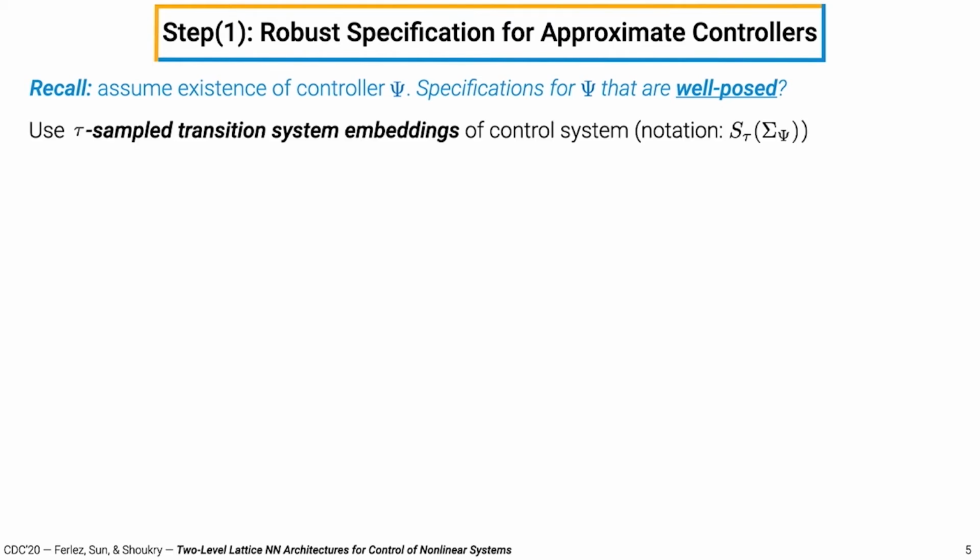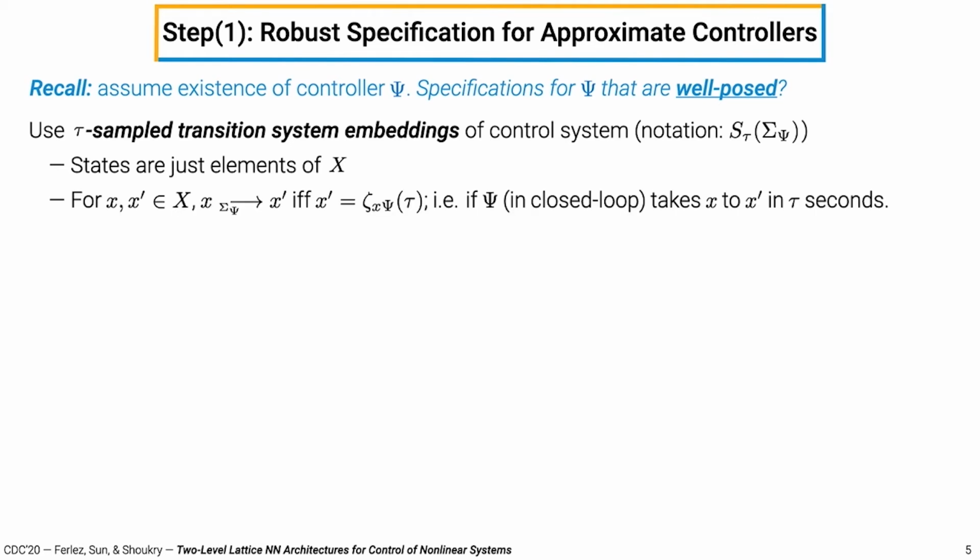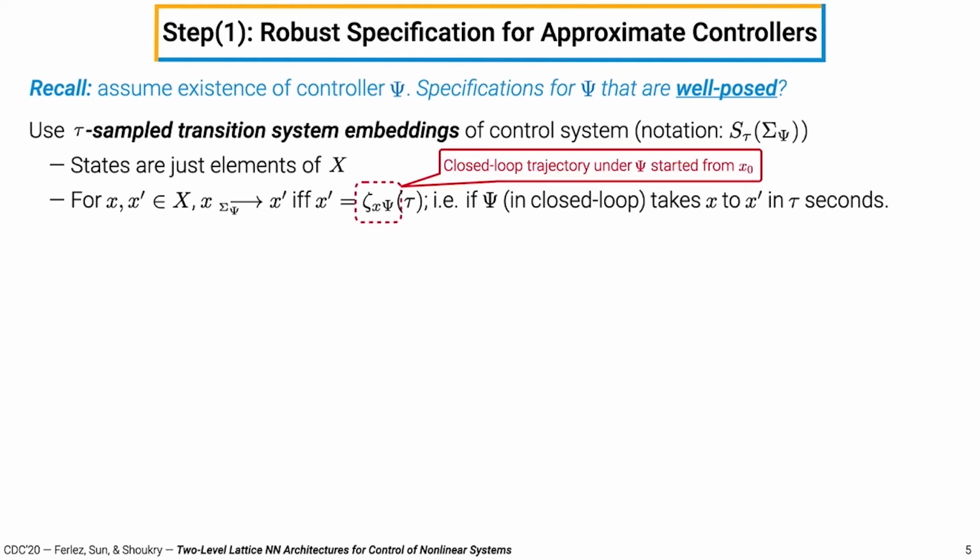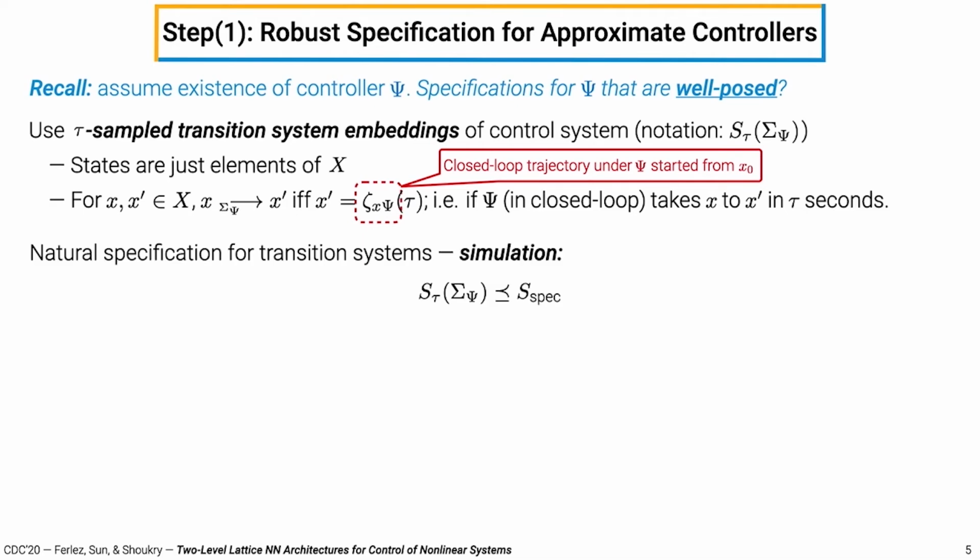So our approach to this is to start by considering a tau-sampled transition system embedding of the original nonlinear control system. This is a concept that's well studied. The states in this transition system will just be the states of the compact subset X, and a transition between states will be possible if and only if the closed-loop controller psi takes one state to the other in tau seconds. Now, moving to a transition system, we have a natural notion of specification, and that's via simulation relation.